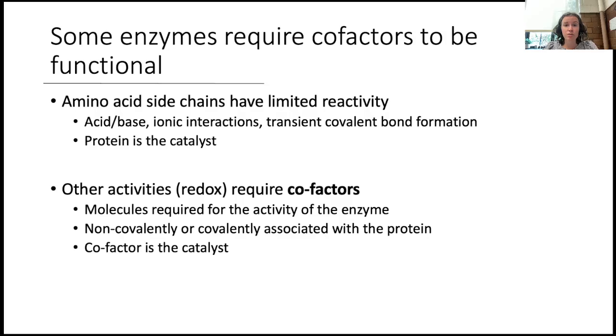R groups can do a bunch of types of chemistry. They can do acid and base chemistry. They can perform ionic interactions that are important for the chemistry to happen. They can perform transient covalent bonds, so they can form bonds, they can break bonds. And in this case, it's the protein itself, it's the R group that's doing the chemistry. However, we're really limited to those types of chemistry.